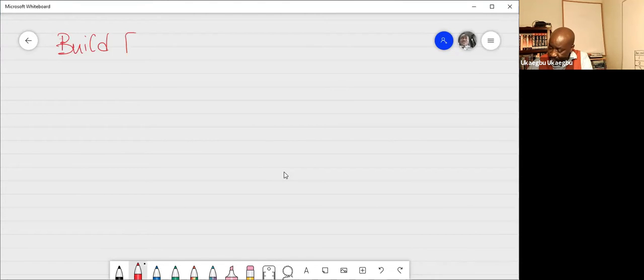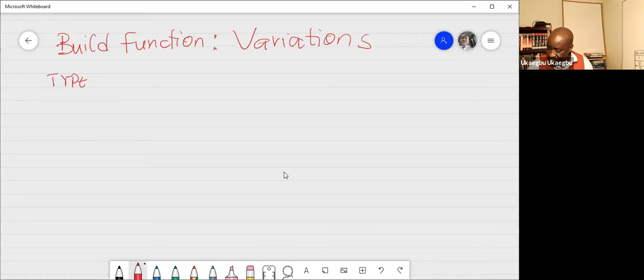build functions, and we are focusing on variations. So we have introduced variation, and we are going to expand to different types of variations. So I want to list those types of variations, then we'll start taking them one after the other. So you can say that the subtopic is types of variation.